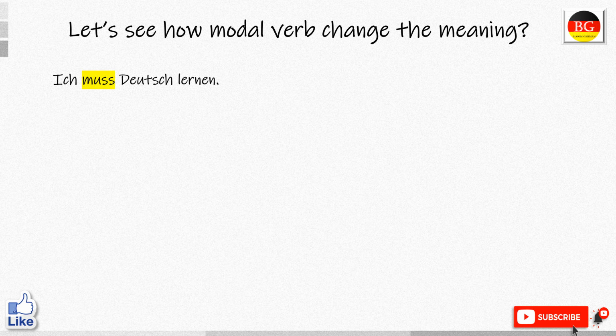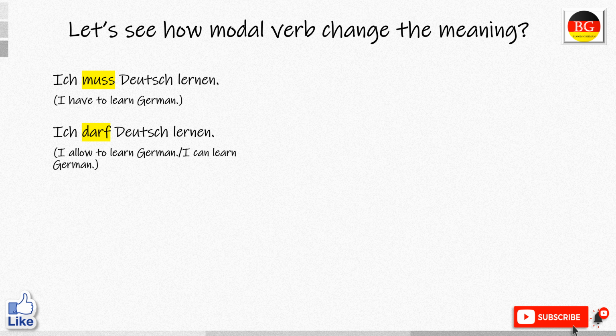First one is Ich muss Deutsch lernen. I have to learn German. I must learn German. Here we have used modal verb müssen, which is conjugated according to the subject ich, that is muss. Ich darf Deutsch lernen. I am allowed to learn German. Oder I can learn German. Here we have used the modal verb dürfen, which is conjugated according to the subject ich, that is darf.